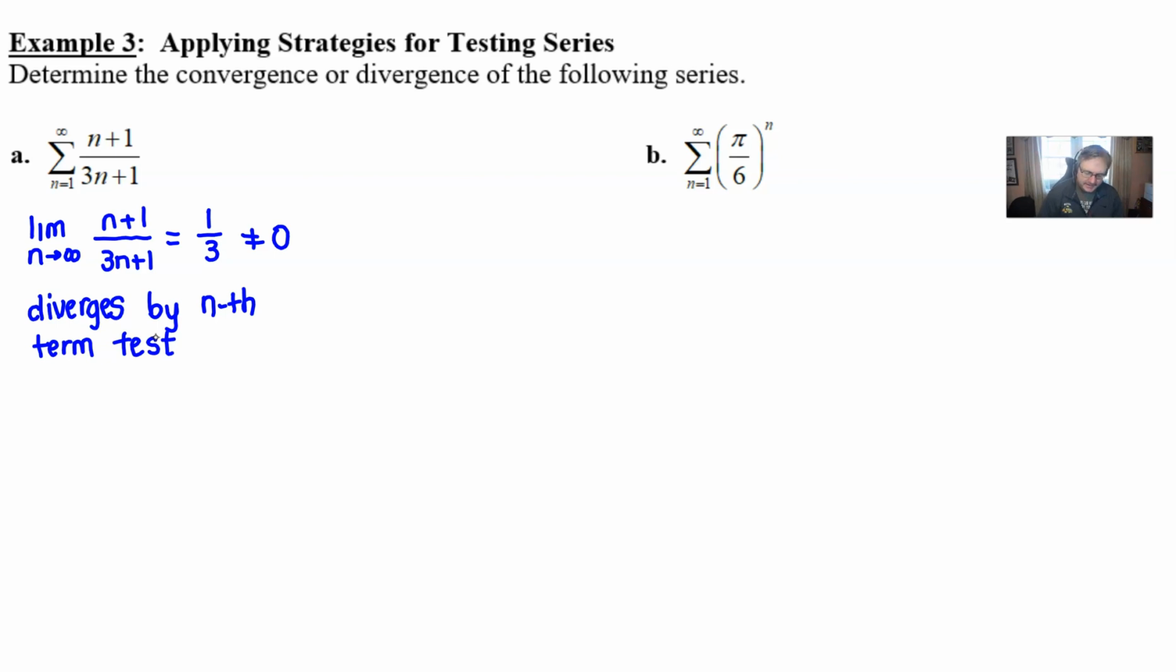Taking a look at B. In part B, we look very quickly. We recognize hopefully that this is a geometric series. We recognize the fact that the absolute value of r in this case is pi over 6. Pi being 3.14 means that this fraction is indeed less than 1, and that's all we need to know to tell that this is a convergent geometric series.